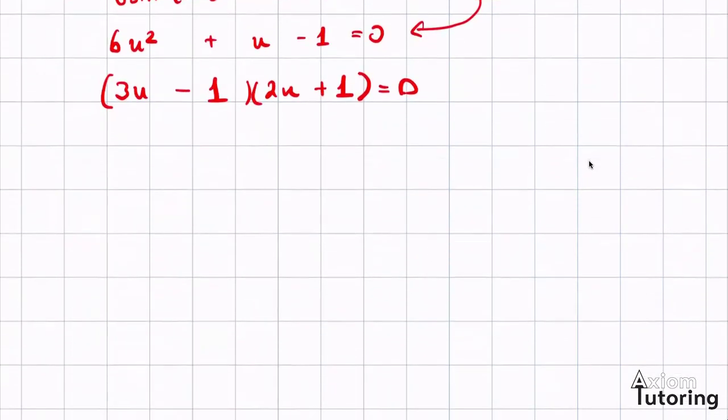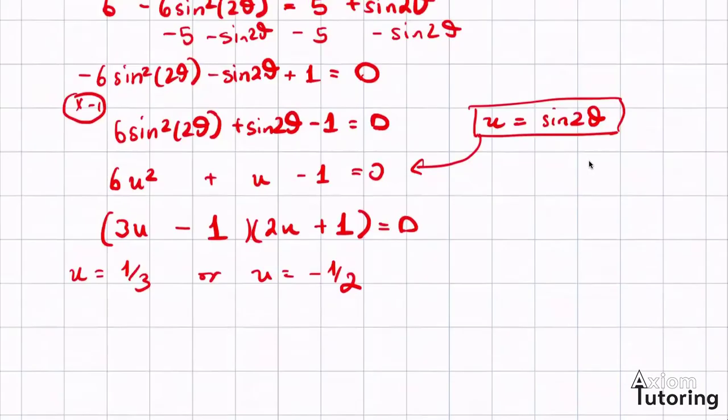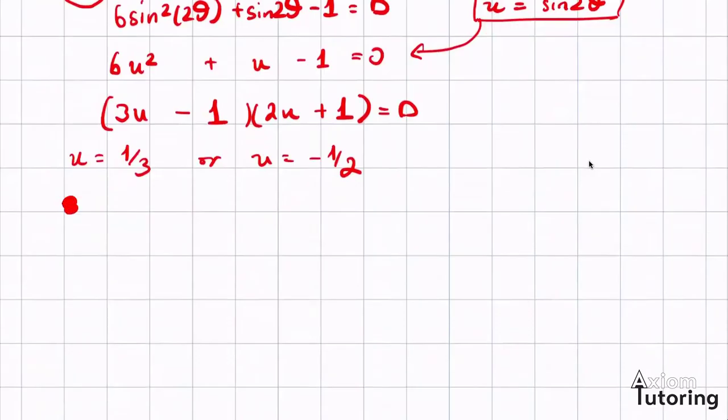So now I can write the solutions to this. I can write u equals 1/3 because the brackets have to be 0. So either 3u minus 1 is 0 or 2u plus 1 is 0. So u is 1/3 or u equals -1/2. But remember that u is sine 2 theta here. So in fact, sine 2 theta equals 1/3 or sine 2 theta equals -1/2.